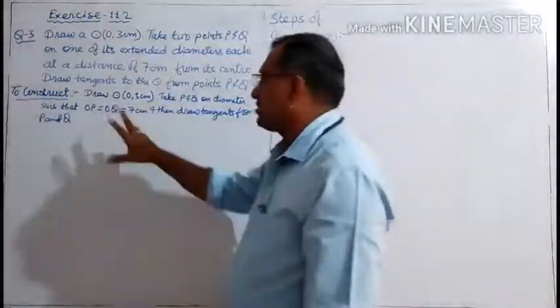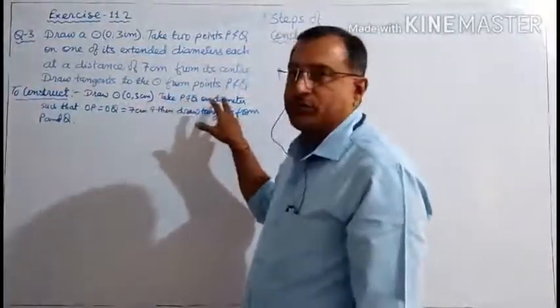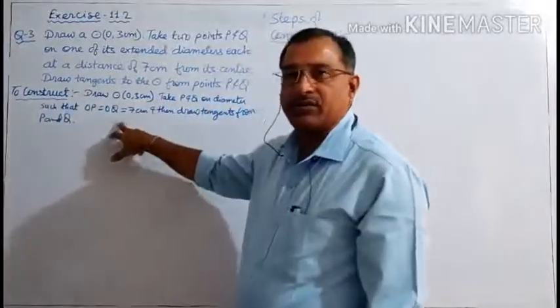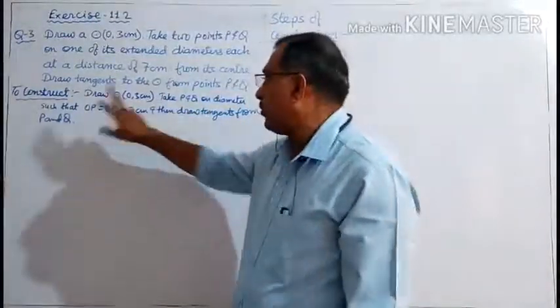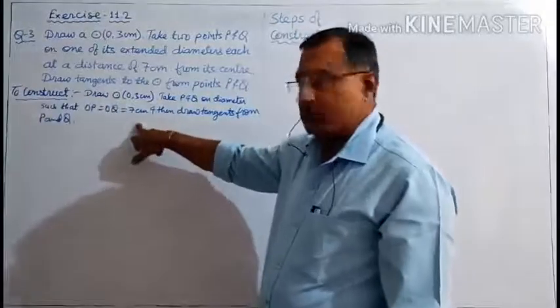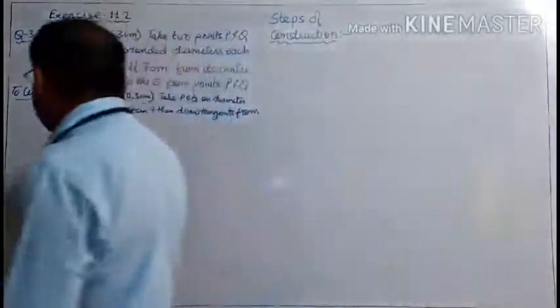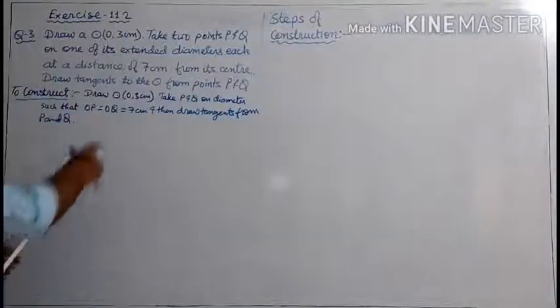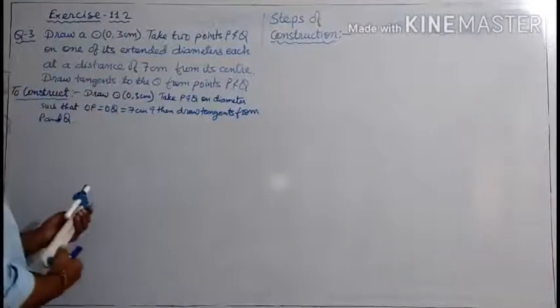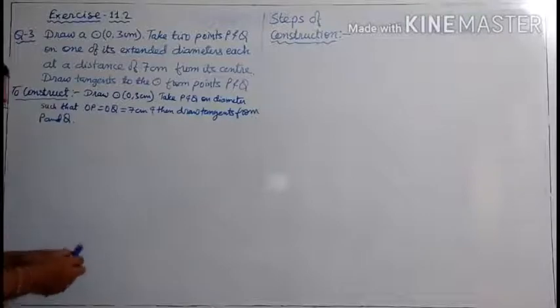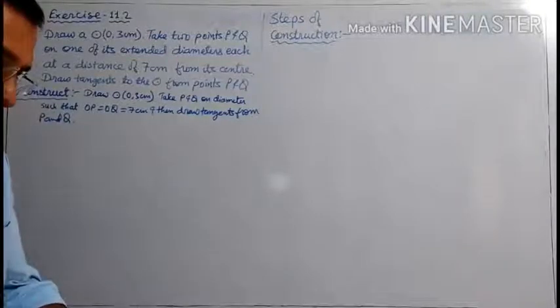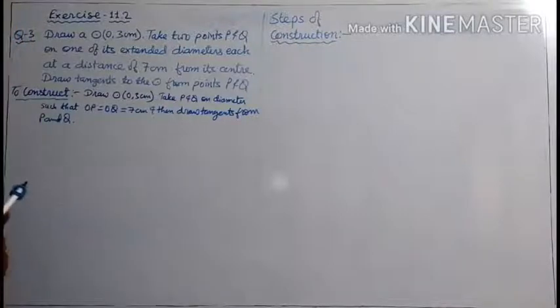So to construct, draw the circle, take 2 points on the diameter such that the distance is 7 centimeter from center O. That is OP equal to OQ is equal to 7 centimeter. Then draw the tangents from point P and Q. So to draw the tangents, first of all we have to draw the circle. We must have the circle with the center O and the radius 3 centimeter. So here, taking center and the radius 3 centimeter, let's draw the circle.